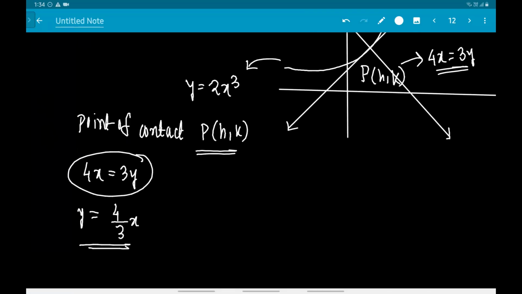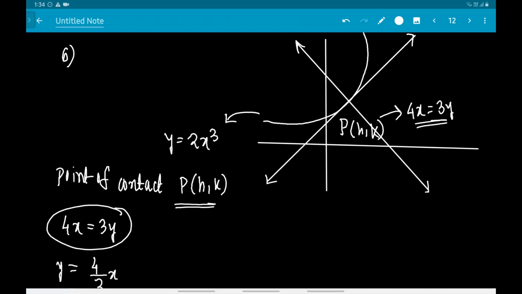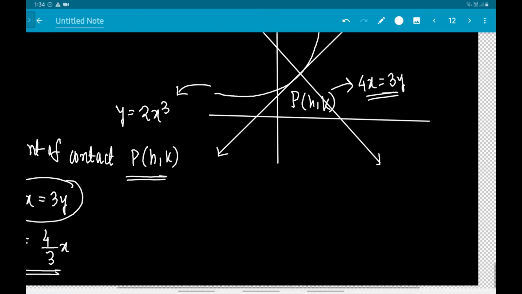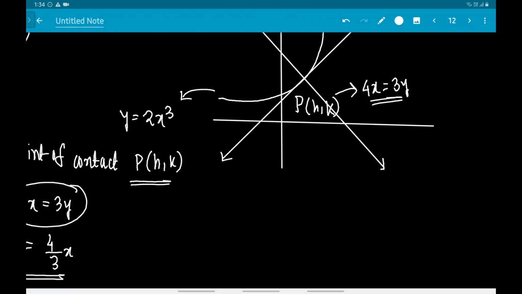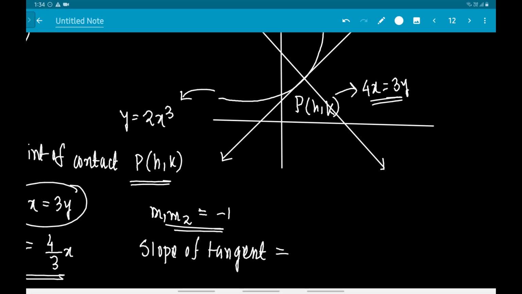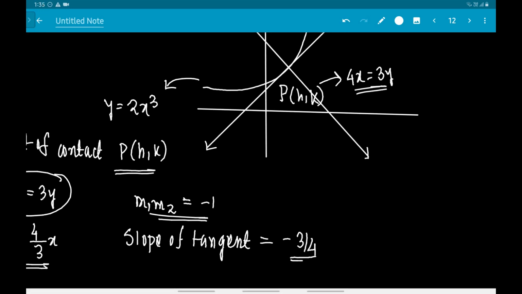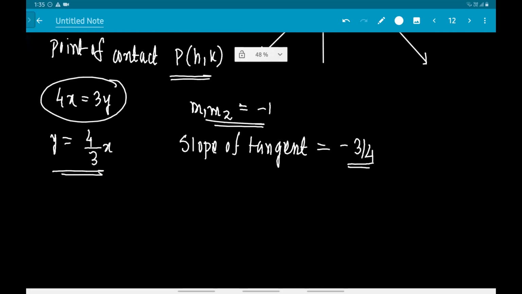Now a very important thing: as the tangent is perpendicular to this line 4x equal to 3y, finding the slope of the tangent is very simple. We know that if two lines are perpendicular, with slopes m1 and m2, then m1 m2 is equal to minus 1. So the slope of the tangent will be minus 3 by 4. Why? Because if we multiply 4 by 3 with minus 3 by 4, we get minus 1, which means they are perpendicular. So this is the slope of the tangent.